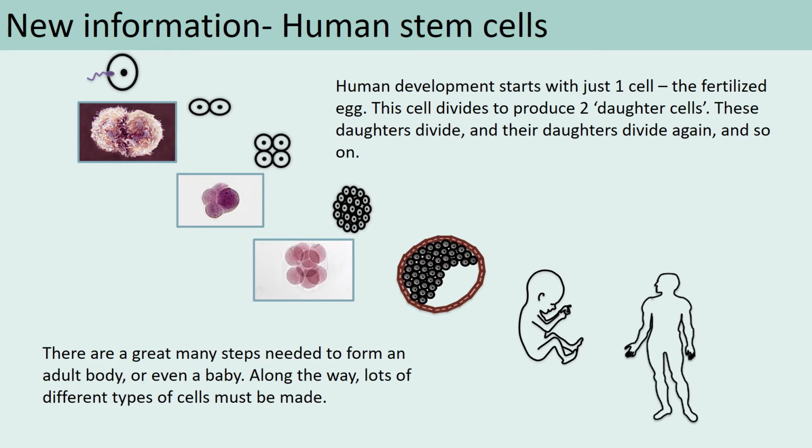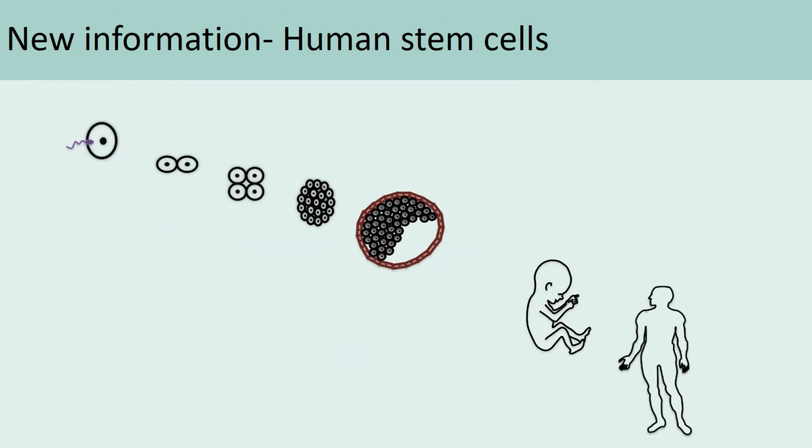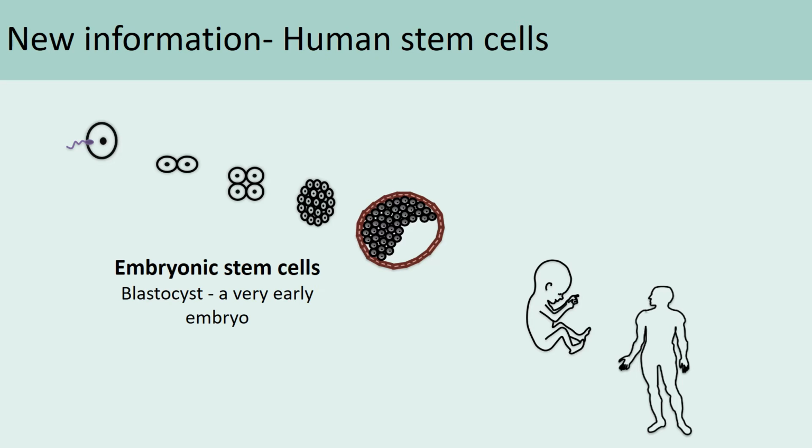So as the initial cell is dividing and divides and divides, some of those cells will become specialized to make the 200 different types of cells that we find in our body. Now, there are two main groups of stem cells in humans, and this is the first one. Embryonic stem cells. You'll find these in the blastocyst, which is a very early embryo.